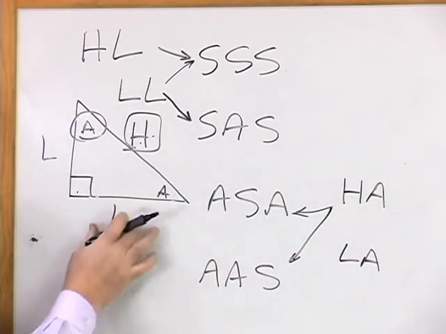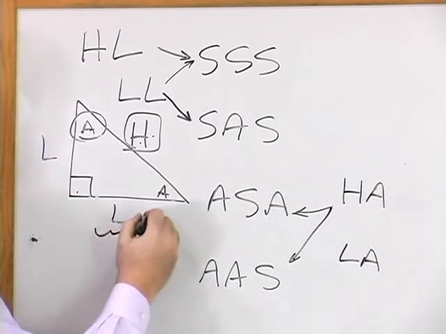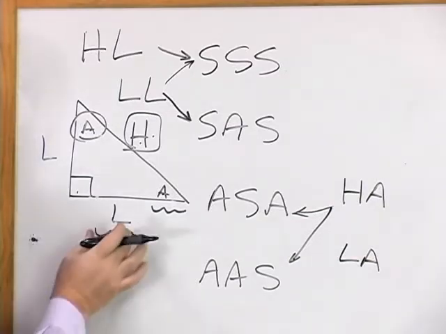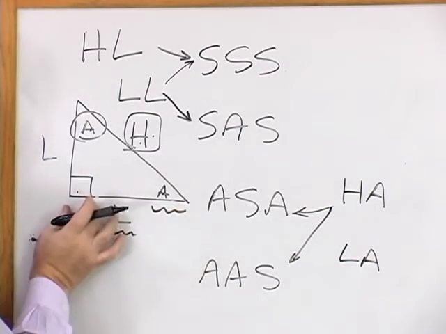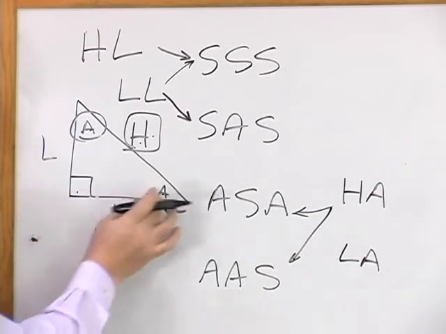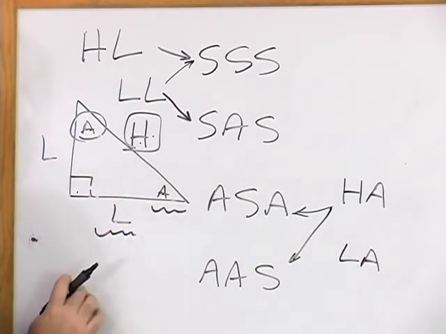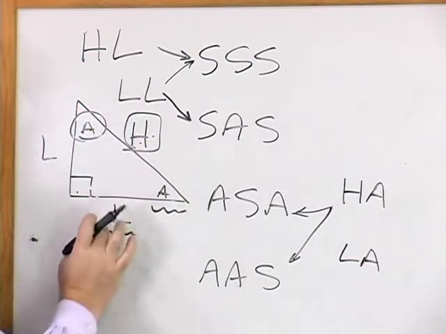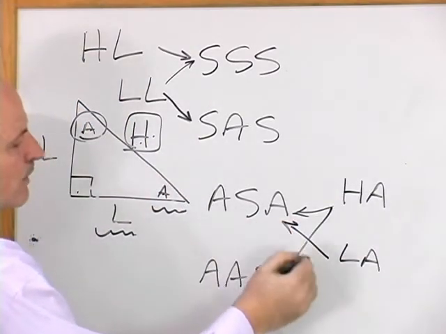How about leg angle? Say we have these two. Same idea. If you've got the leg and the angle, you've already got this angle because it's a right angle, so you've got angle, side, angle. But if you have this angle, you also have this angle, so you have angle, angle, side. So this would be either one.